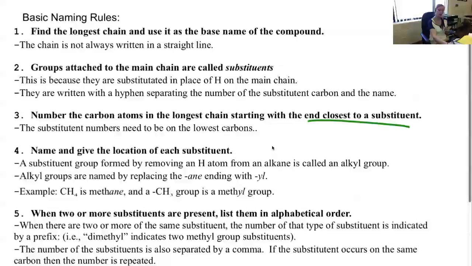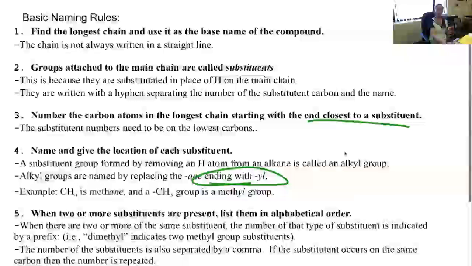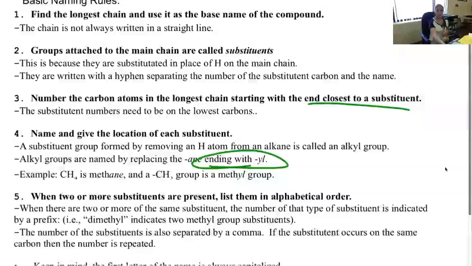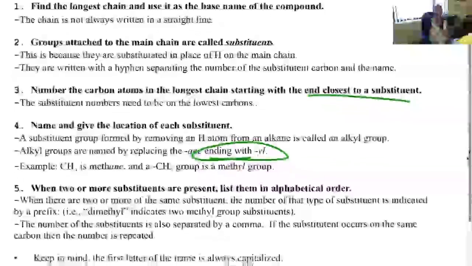Number 4, you give the name and location of each substituent. And these substituents always end in YL. So it's going to be like methyl, ethyl, propyl. They're going to end in a YL if it is off of the main chain. If you have 2 or more substituents present, you list them in alphabetical order. If you have 2 of them, you have dimethyl. If you have 3 of the same substituent, it's tri. If you have 4, it's tetra. Or not tetra, sorry, butyl. But is 4. And then they are numbered accordingly, like we talked about a second ago.